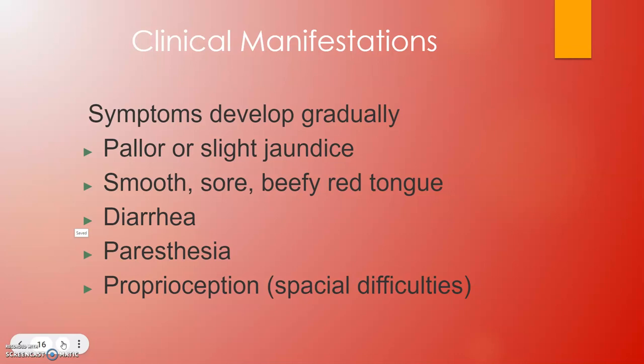So some symptoms that you may see, you're going to see a pattern here. They're all kind of similar. They may be pale or even slightly jaundiced. Glossitis again. They may have diarrhea. They may have paresthesias, so tingling in the fingers or in the lips. And then proprioception is spatial difficulty, so that can come off looking like the person's just very, very clumsy. They're almost not aware of their surroundings.